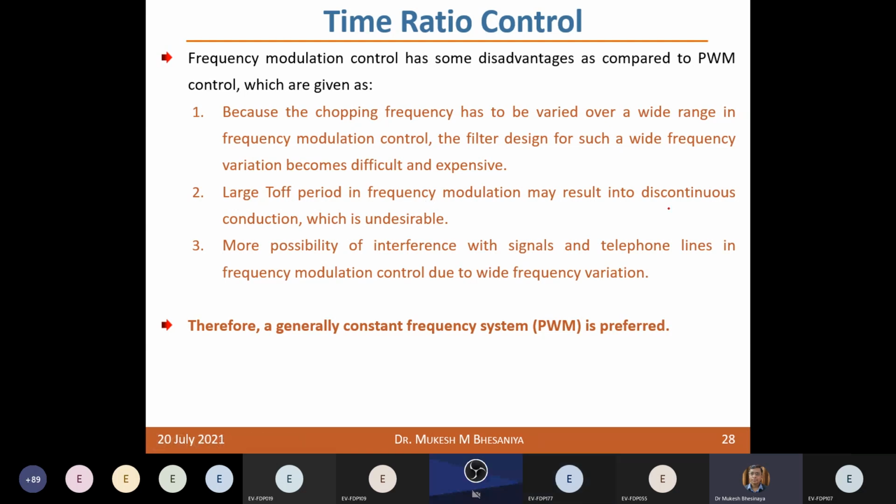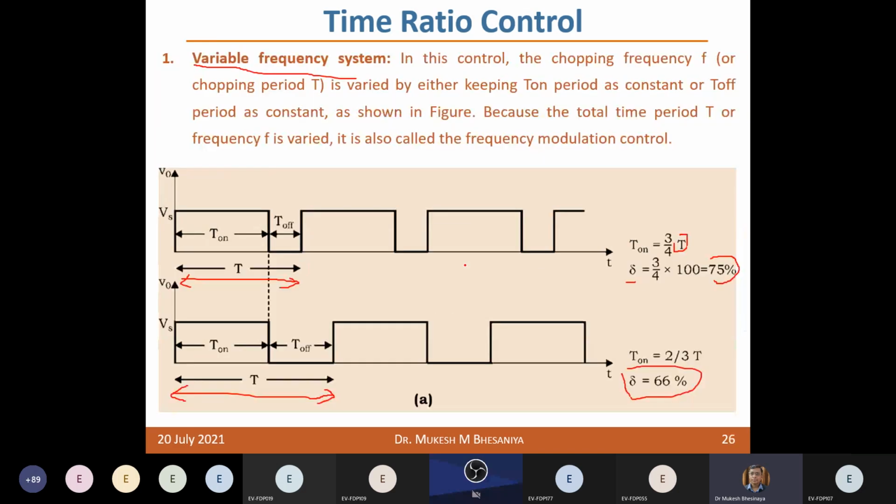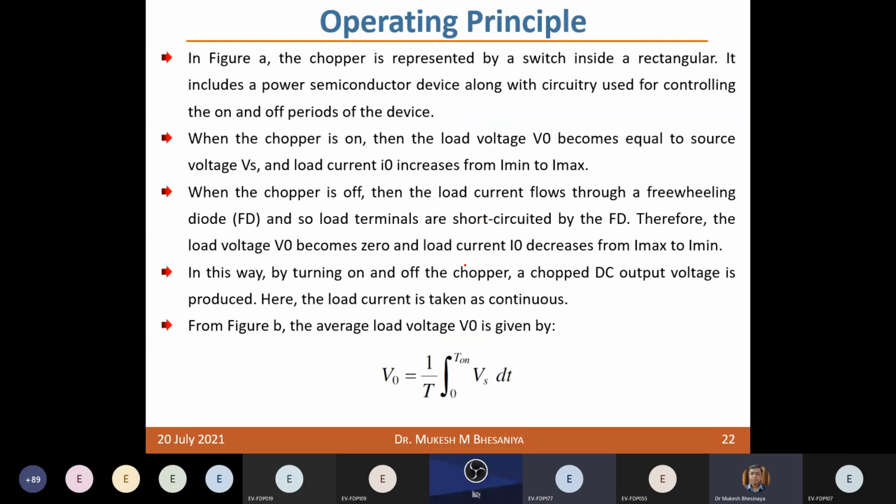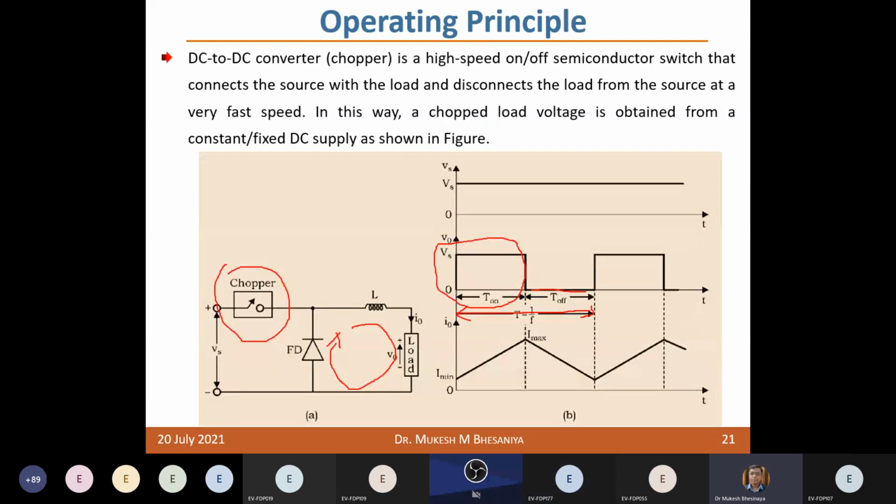whenever you are operating this converter with a larger T off period, if your off period is very large, there are chances that you go into a discontinuous conduction mode. Okay, mainly in a DC-DC converter, you have one is a continuous conduction mode, another mode of operation is known as a discontinuous conduction mode, and generally in a machine this discontinuous conduction mode is not desired. Discontinuous conduction means this current will become zero. Okay, load current should not become zero.